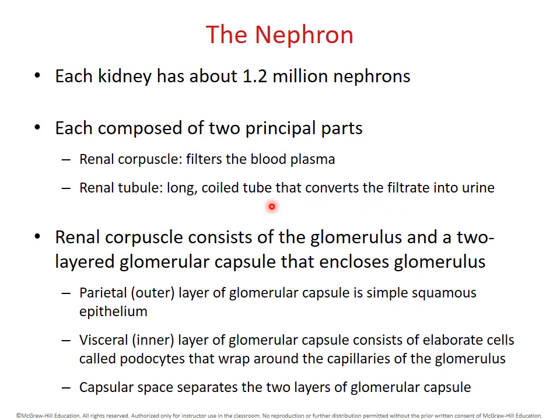So we're going to start by looking at the renal corpuscle, the first part of the nephron. And the renal corpuscle consists really of two parts: the glomerulus, the capillary bed that we've previously described, and a cup-like structure that I referred to that surrounds the glomerulus. This cup-like structure is referred to as the glomerular capsule. The glomerular capsule. It's a cup-like structure that surrounds the glomerulus.